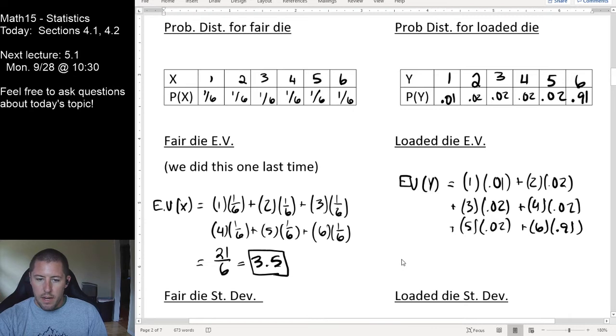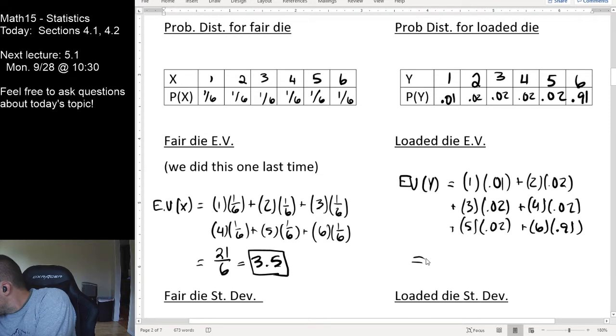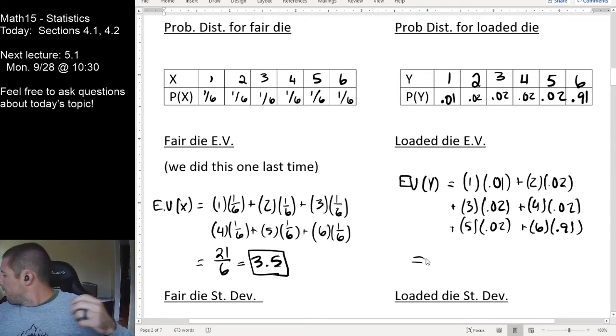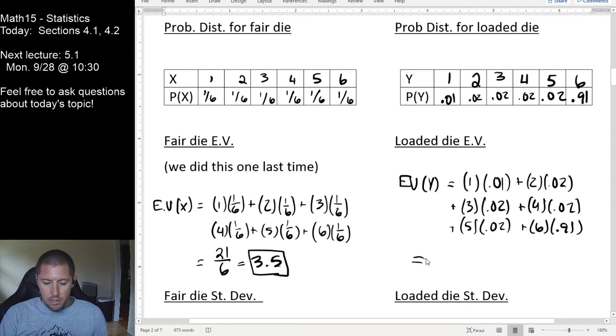So if we add these guys up right here, then we are going to see. Let me go to my calculator here, add all these guys up. I'm going to do a little bit of multiplication in my head here. The first term is a 0.01. The second term is a 0.04. The next term is a 0.06. Next term is a 0.08. Next term is a 0.10. And then I don't know what 6 times 0.91 is, but I can add that as well. And what I'm getting is 5.75 is my expected value here.